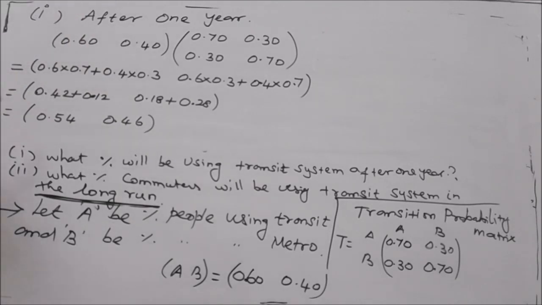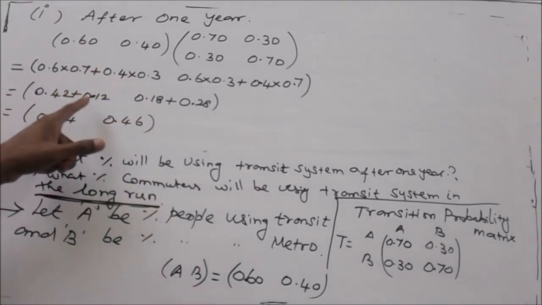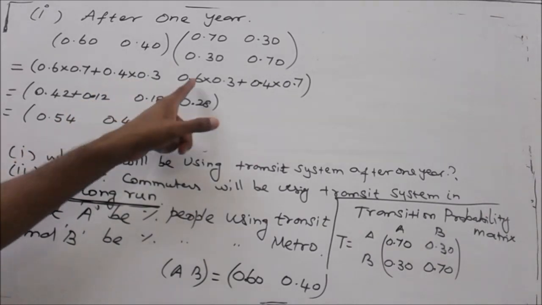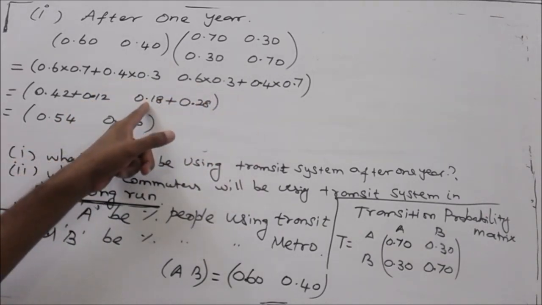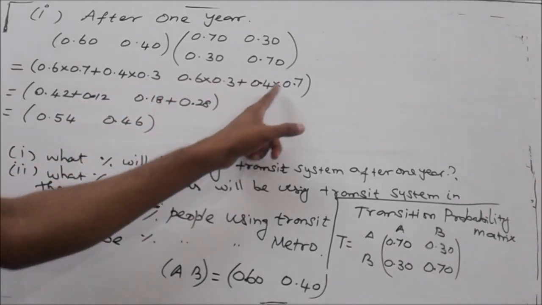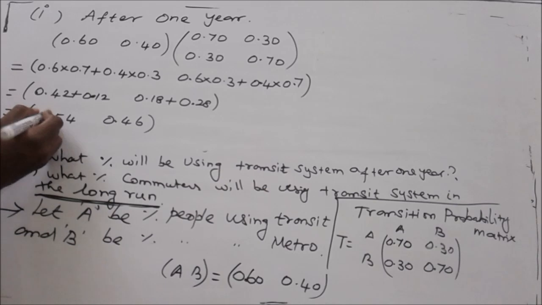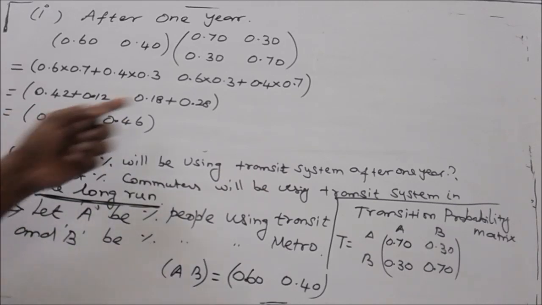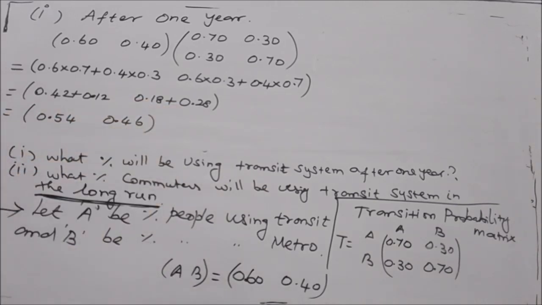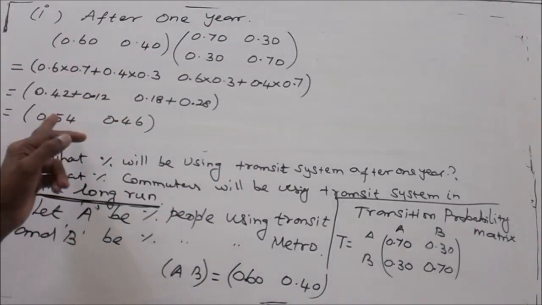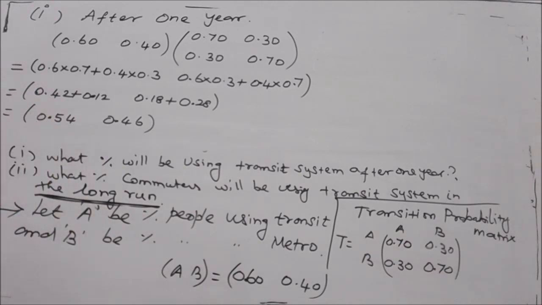Multiply these two values. 0.42. Product of these two implies 0.12. Here 0.6 into 0.3, 0.18 plus 0.4 into 0.7, 0.28. Adding these two values, we will get 0.54 and the result is 0.46 for the second one. This is the transition happening by the given condition after a year. This means A is 54% and B is 46%.